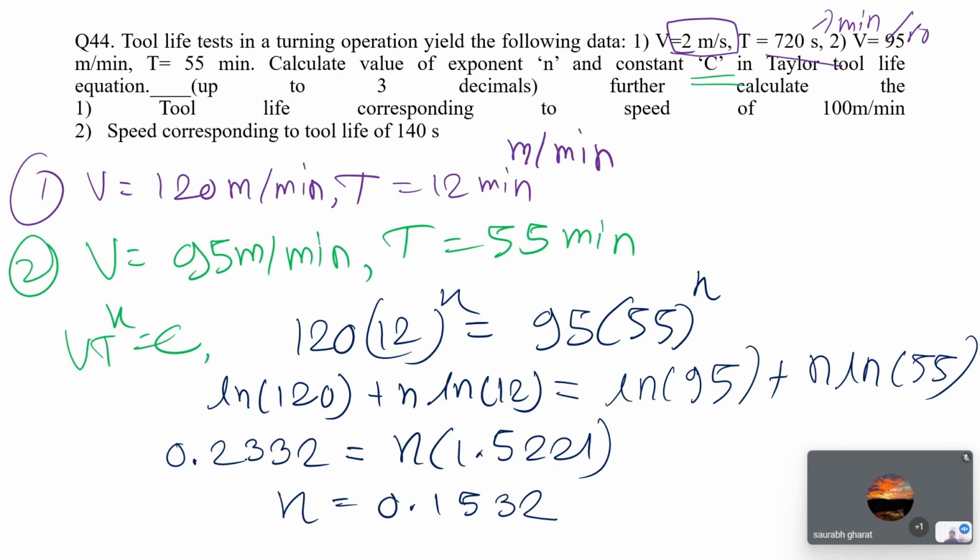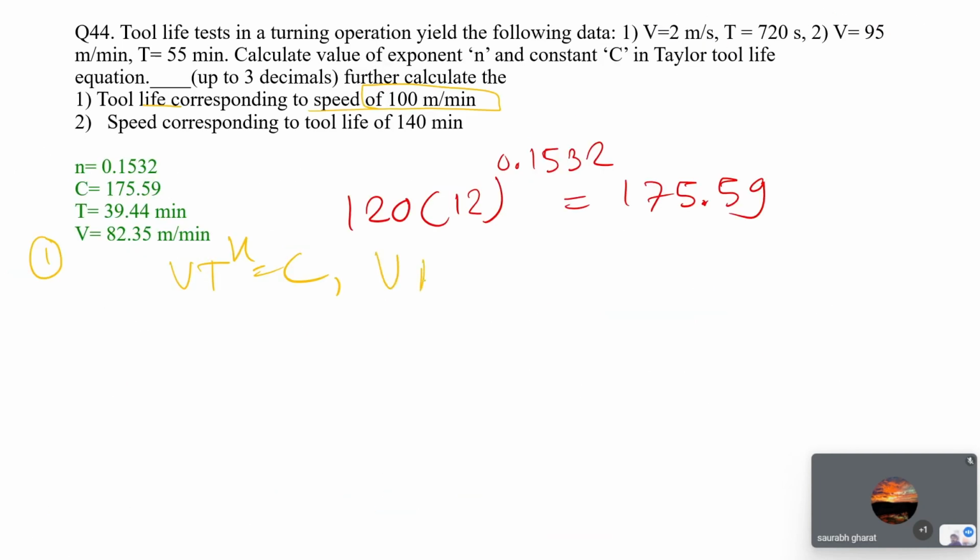Okay, we got n now. So once you got n, just put n in any of this equation. Put this n in any of this equation. Okay, you have a C. This is actually equal to C. So from that, we can get the actual equation. We have now the equation, that is VT raised to n, where n is 0.1532, is equal to 175.59. So here what we have, you have V, which is equal to 100 meter per minute.